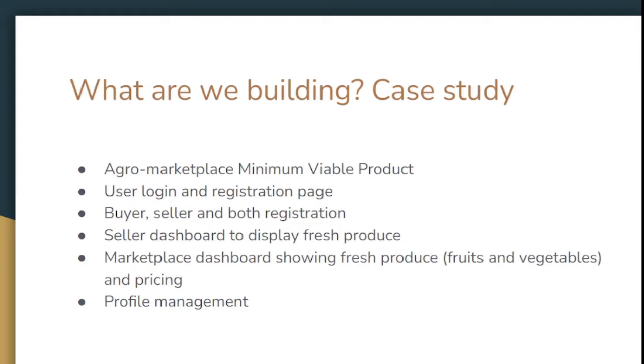So we're going to look at things like user login and registration pages, buyer, seller, and both registrations, seller dashboards, a marketplace dashboard to show the fresh produce, and profile management. I'm not going to go into more advanced features like backend workflows, API integrations, and other things as such. Just the simple things, right?